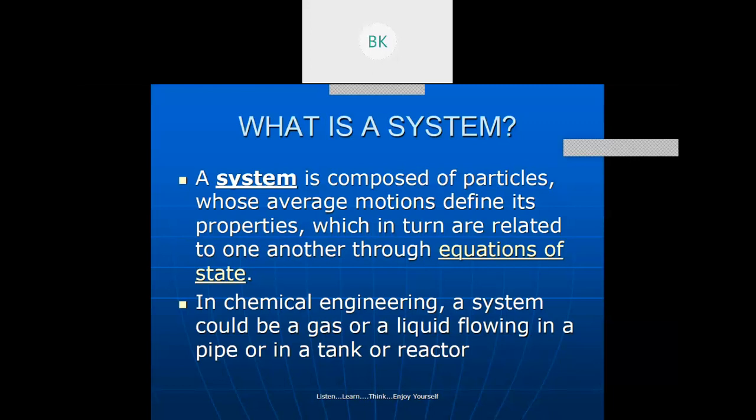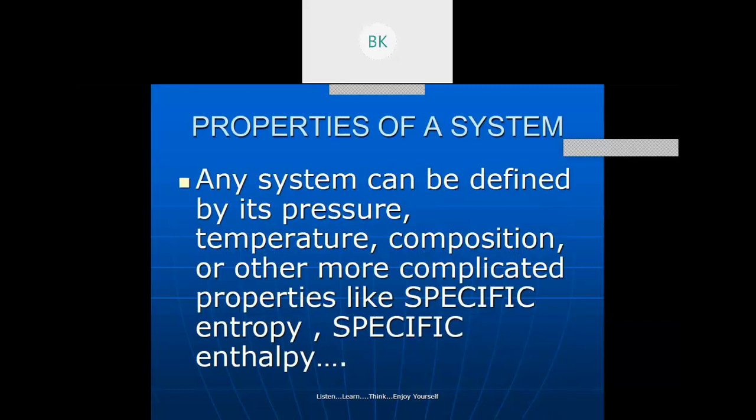So in chemical engineering, a system could be a gas or a liquid flowing in a pipe or a tank or a reactor. So a simple example they have given of what a system is: if I talk about chemical engineering, or actually any mechanical engineering or automotive engineering, whatever the engineering part, a system could be a gas or a liquid. If we consider a pipe, whatever liquid or gas is flowing inside it is nothing but your system, okay, and whatever is outside the system is nothing but the surrounding. Clear? Any doubt? No, sir. Okay, fine.